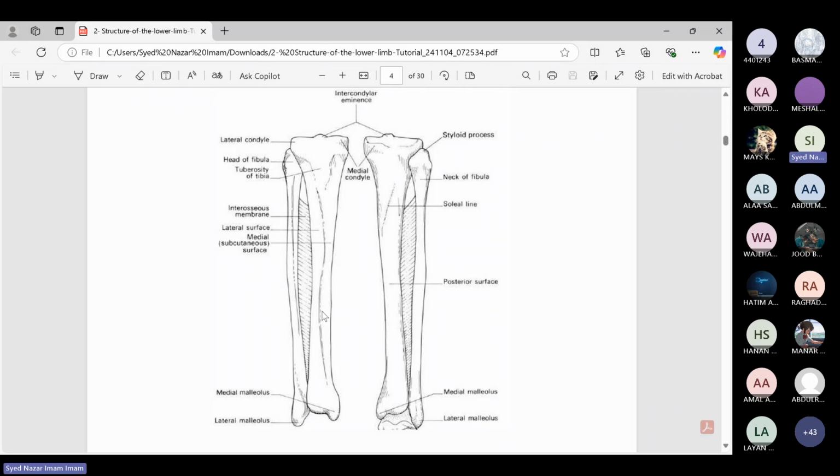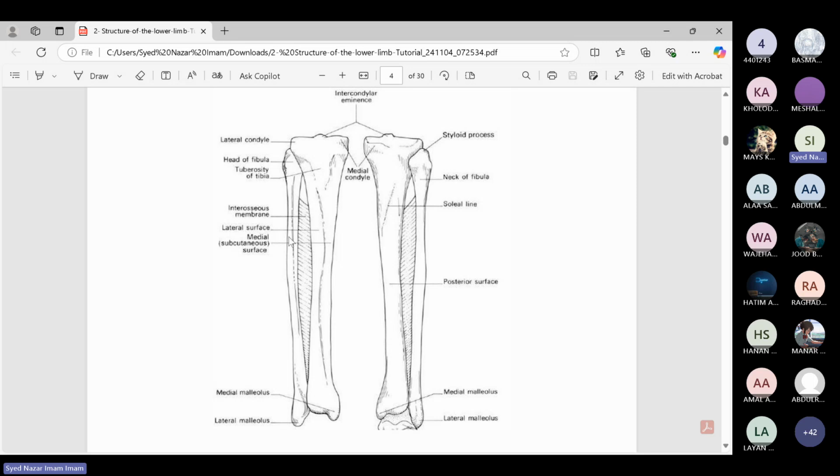Now let's go to the bones of the leg, and we have two bones. Medially we have the tibia, and laterally we have the fibula. Again, these two are long bones. Now let's see the tibia first. Tibia again is a long bone. It has the upper end, the shaft, and the lower end. Now what features do we have in the upper end? Two condyles and the intercondylar eminence. And then we have one anterior border, the medial border, and the lateral border. So we have three surfaces.